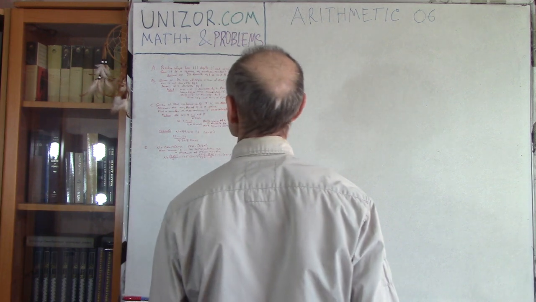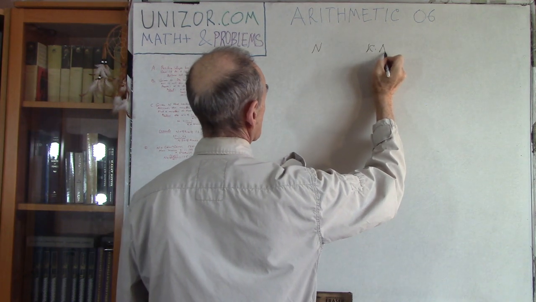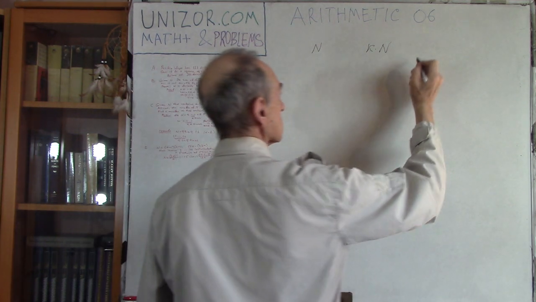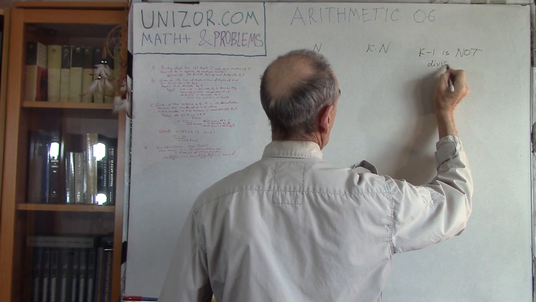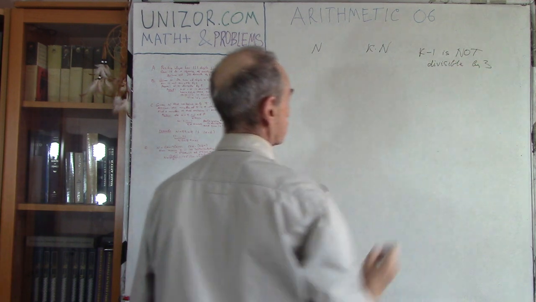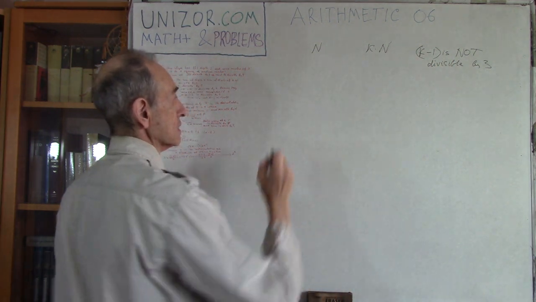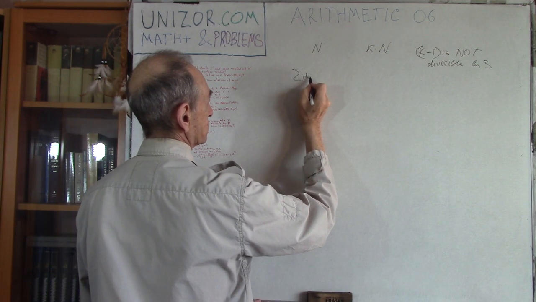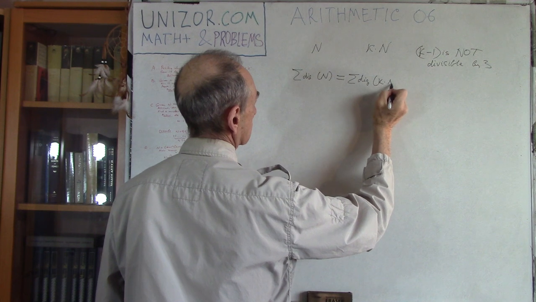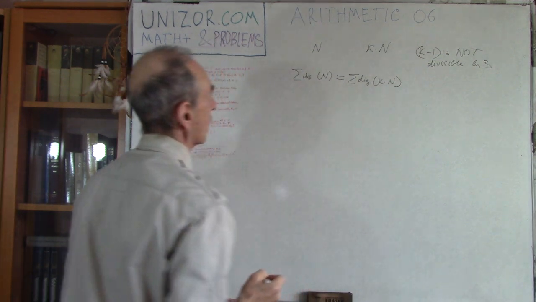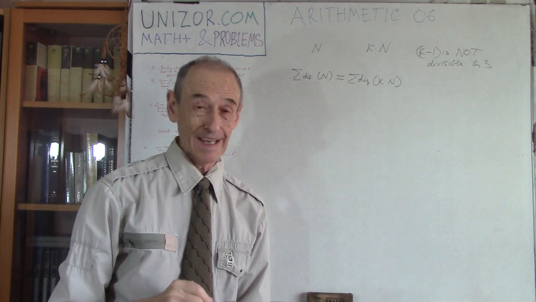Now the second problem. Okay, there is a number n, and there is a number k times n. Now, what's known about k is that k minus 1 is not divisible by 3. That's a condition, a known fact. Now, what's also known is that the sum of digits of n is exactly the same as the sum of digits of k times n. Now, we have to prove that n is divisible by 9.